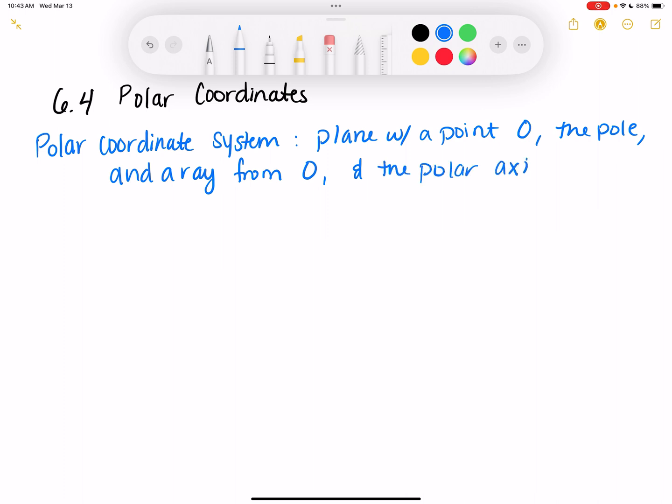So, a visual of what this looks like. So this is going to be point O over here. This is the pole. This is the polar axis. You've got theta. And this is the point up here, r theta.